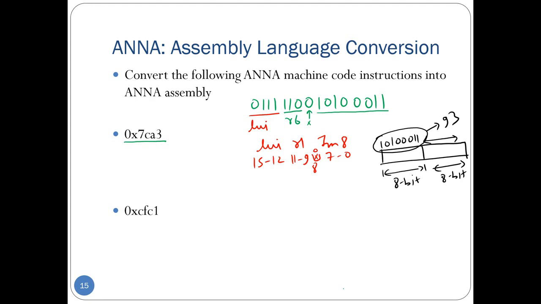If you simply say LUI R6 93, that would be a wrong answer, because you don't know what the value is. You don't have any information about the lower order 8 bits, and therefore in this case the correct way of expressing the answer is to simply express these last 8 bits as hexadecimal. So in this case, for example, 1010 is A and 0011 is 3. Okay, so your final answer would be LUI R6 hexadecimal A3.